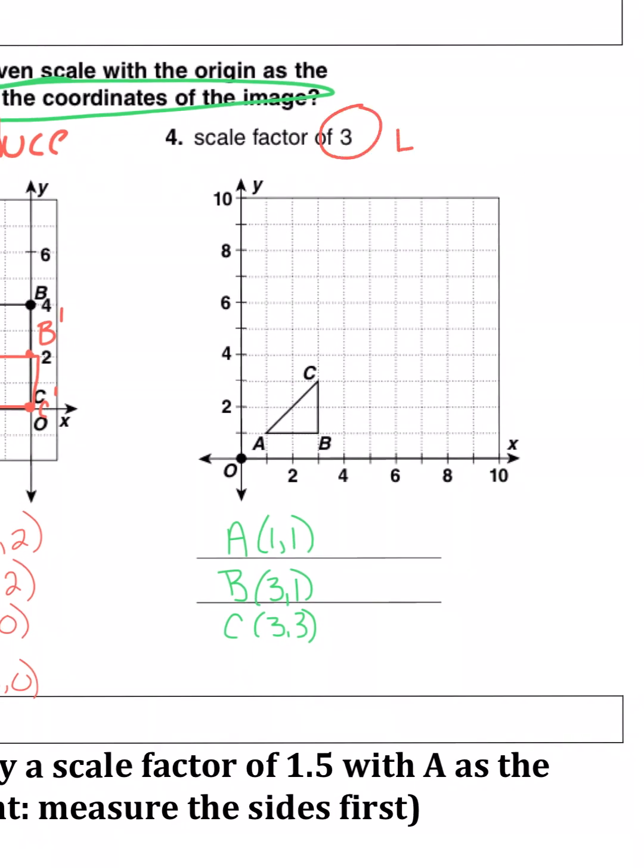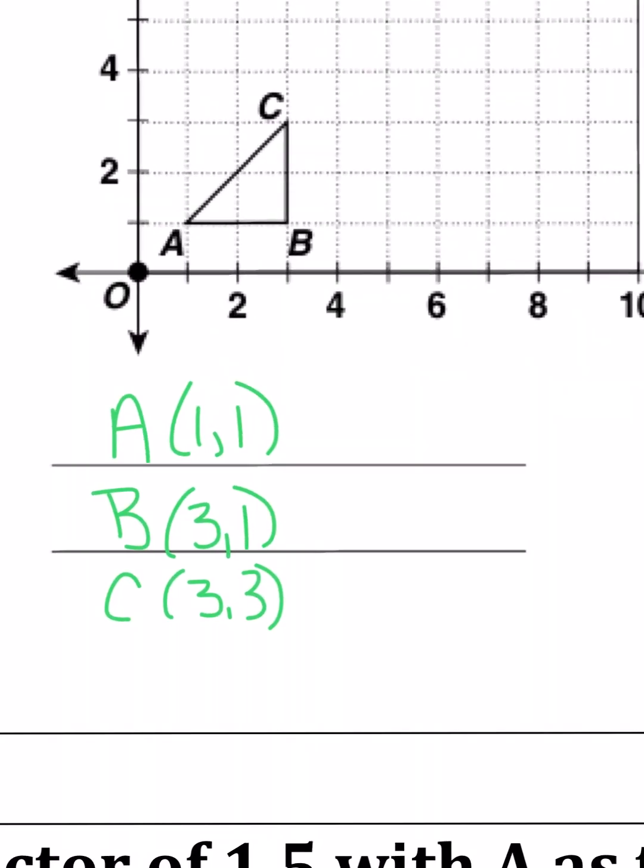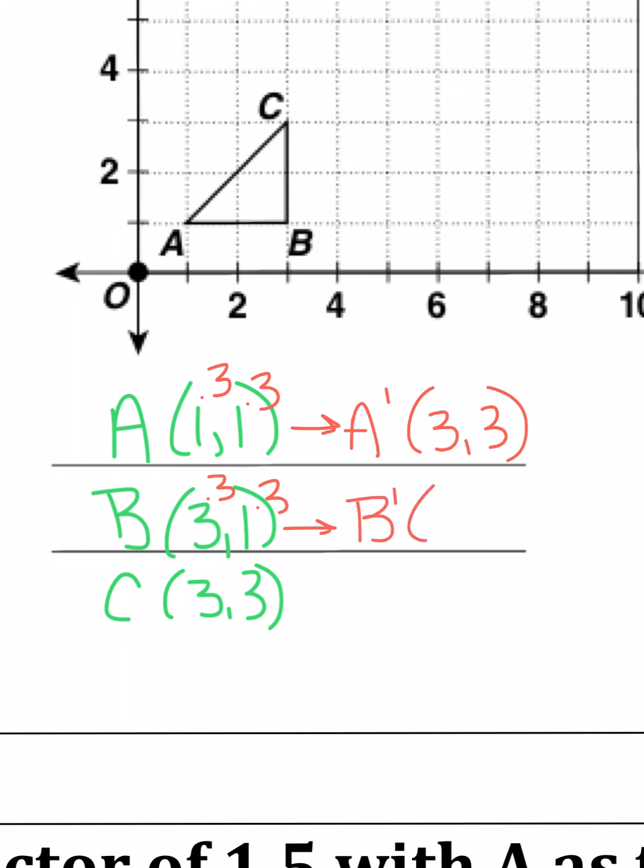So I know that it will enlarge my figure. It's going to get 3 times bigger. So now to find what my new coordinates are, I'm going to start with A. I'm going to multiply each one by 3. So now A prime is 3, 3. B prime, when I multiply both B values by 3, will be 9, 3. And finally, C prime, when I multiply each one by 3, will be 9, 9.